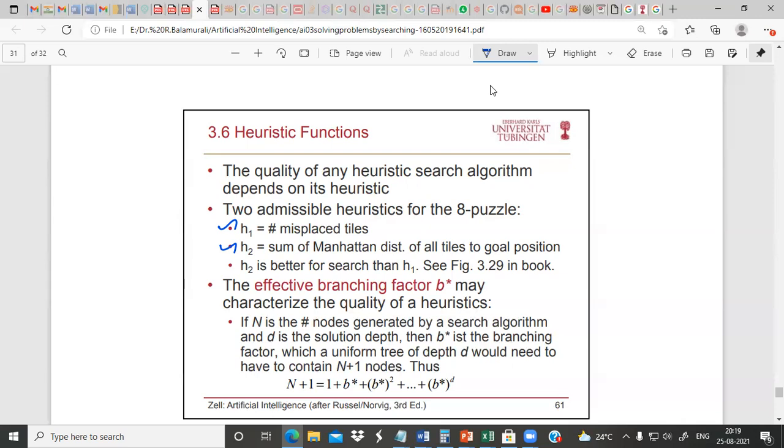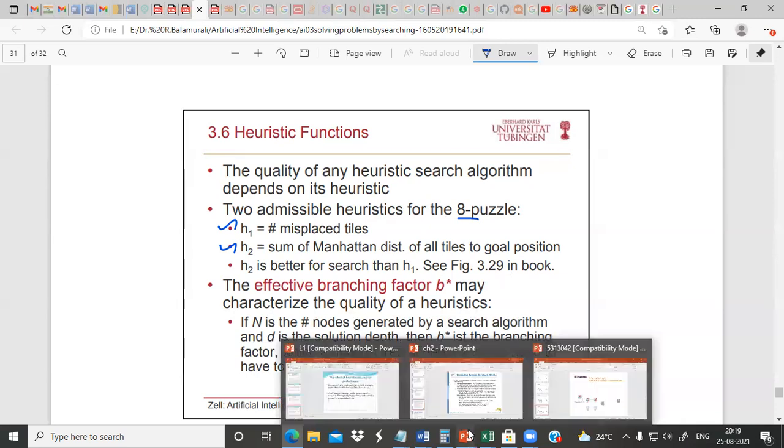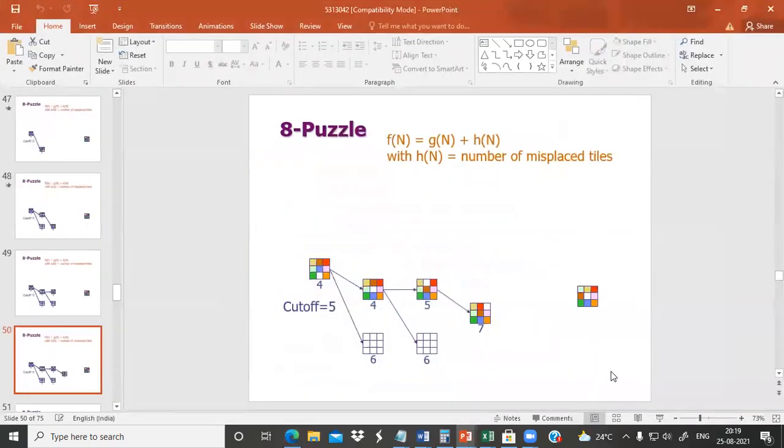So these are two different heuristics. The problem can be solved either by using h1 or by using h2. So out of these two, which one is a better heuristic? That's what we are trying to understand. Okay. So let us discuss an example so that it will be clear.